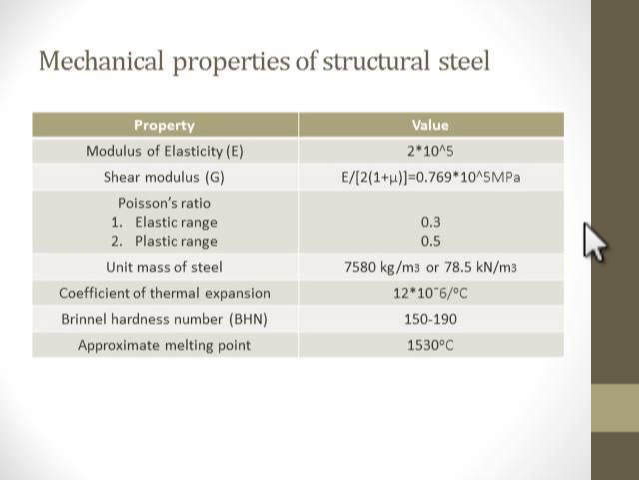For the elastic range it should be 0.3 and 0.5 for the plastic range. And also the unit mass of the steel has to be known by the user or the designer, and the unit mass of the steel is 7580 kg per meter cube. The coefficient of thermal expansion should be 12 into 10 raised to minus 6 per degree Celsius. Also, Brinell hardness number is around 150 to 190, and the approximate melting point of structural steel is 1530 degrees Celsius.